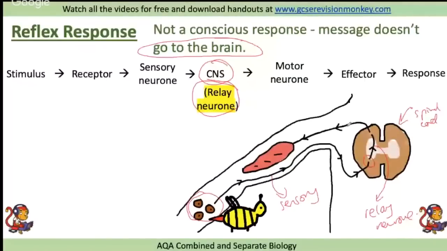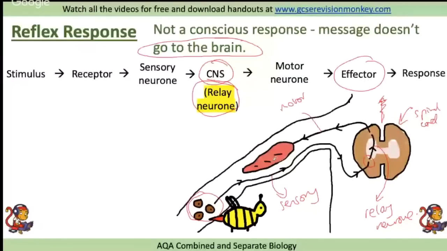So rather than going up to the brain, it doesn't do that. It whips across the relay neuron and goes straight to the motor neuron. And again, the effector might be a muscle or a gland. In this case, a muscle which will contract.